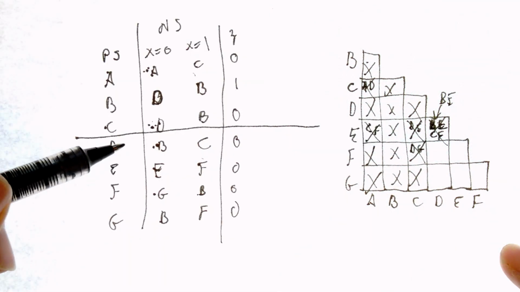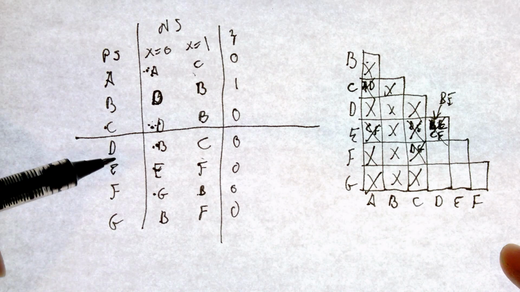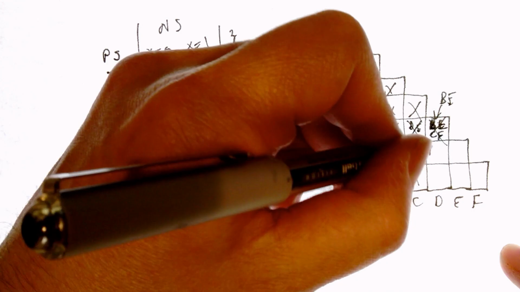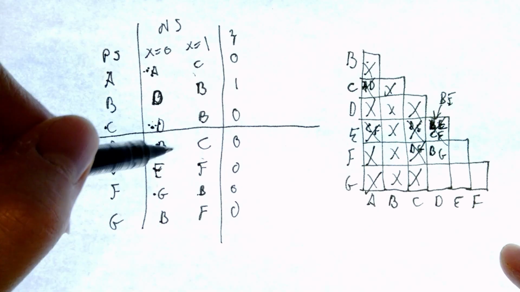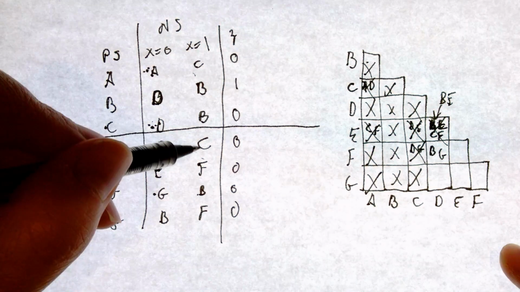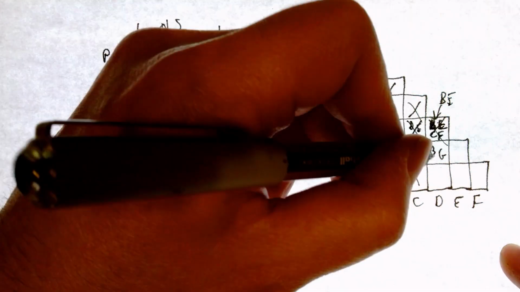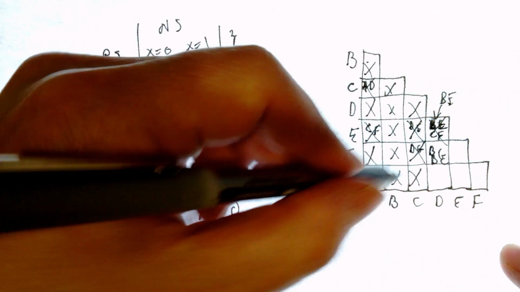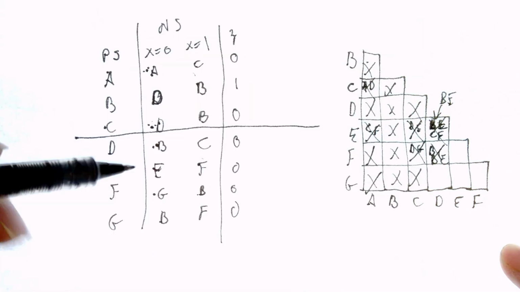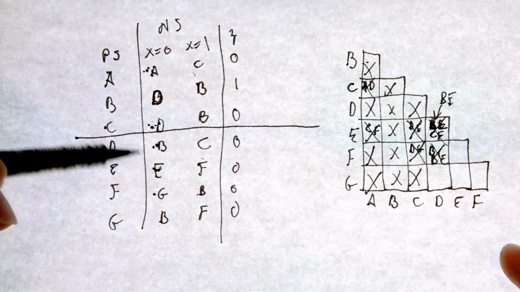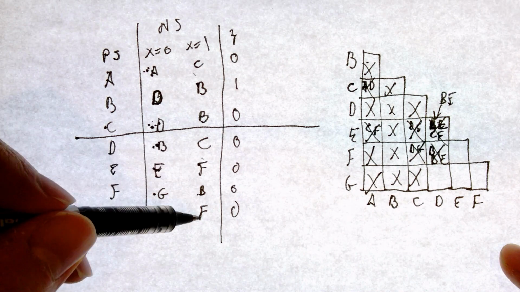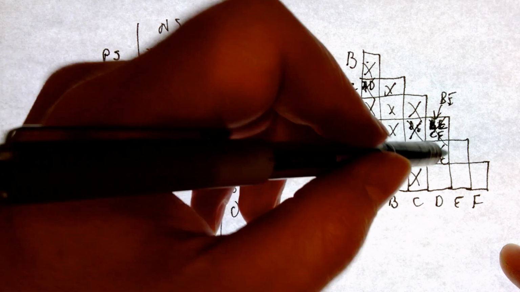What about DF? That's BG, and BC. But wait, BG is already out, so that can't be in. How about DG? That's BB. Then comes CF. CF is already out. This is out.